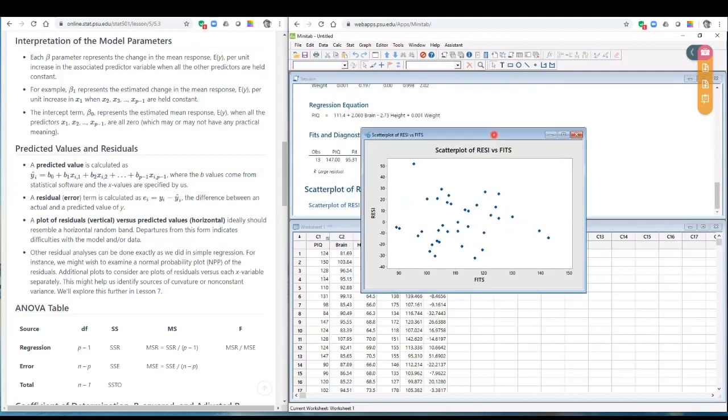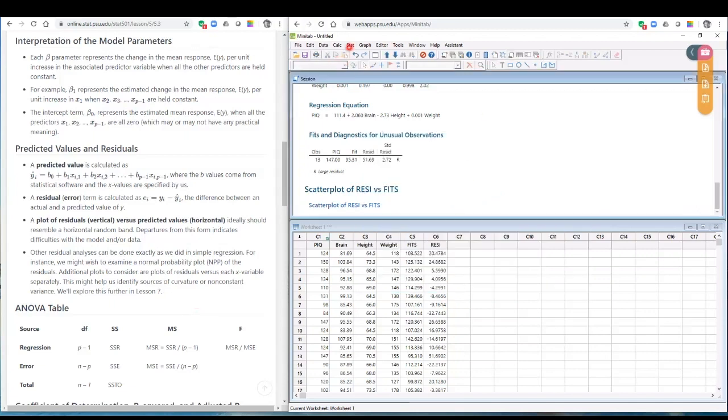And ideally, this should resemble a horizontal random band of points. Which it pretty much does in this case. Don't get too carried away by these 2 points on the end. There's only 2 values up at this end, and so we can't really get too worked up about just 2 values in the data set. For the bulk of the data, we've got a nice random scattering of points forming a horizontal band. And we'll talk more about that in lesson 7 when we talk about residual analysis.